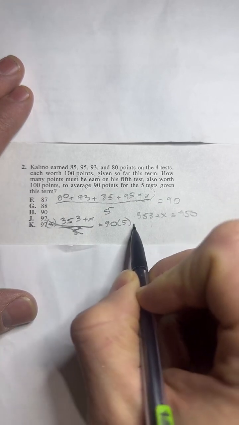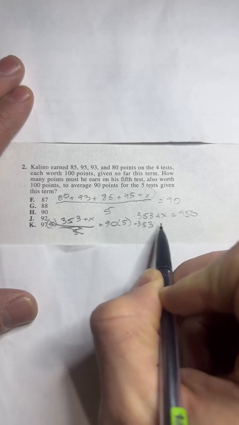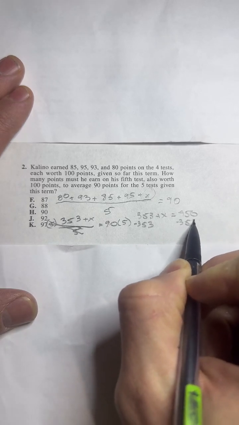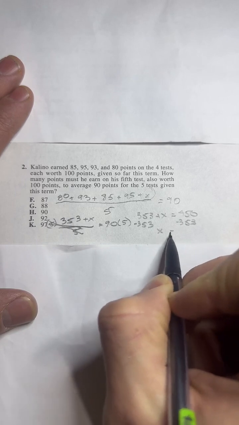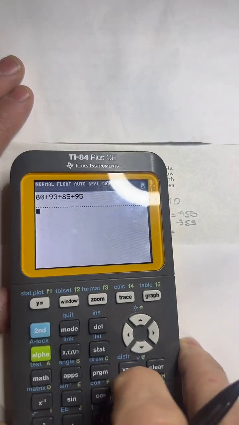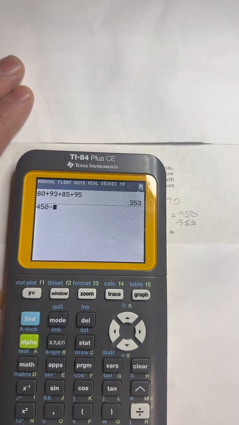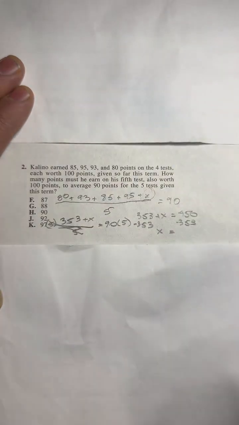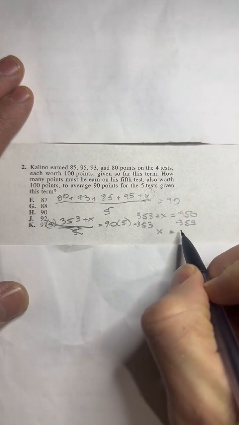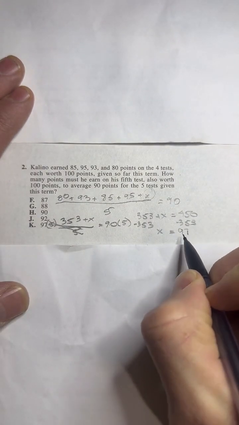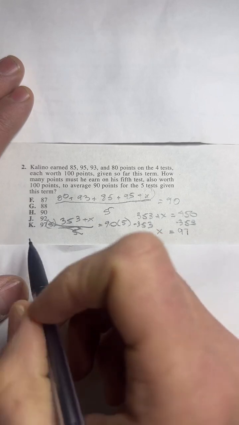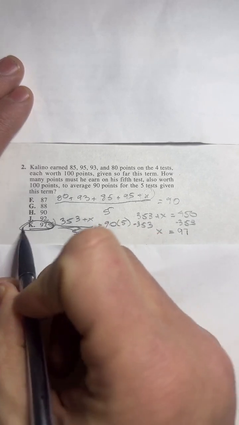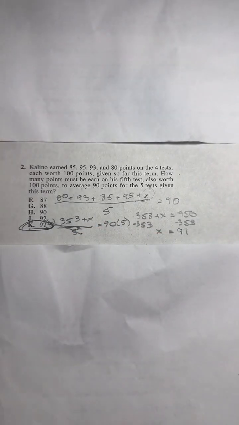You don't need a calculator on that one. I'm going to subtract 353, so he needs a 97. Let's make sure that's the case. 97. Remember, the goal is to make sure you get the questions right that you know on the ACT. The answer is K, 97. That lines up with the answer key.